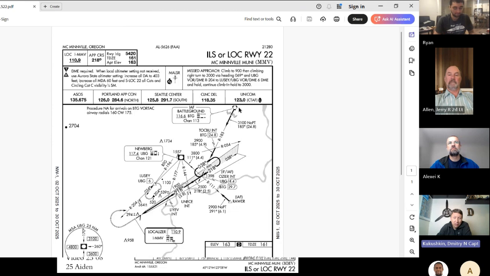Initial approach fix Battleground. Again, for those of us familiar with the area, we're flying out of Twin Oaks. We have Battleground up north behind Twin Oaks. We have Newberg, that's right there. It is not an initial approach fix, but we have a feeder route, so we can expect that as a transition. And then we have a Rover. Good, let me go back to the slides.